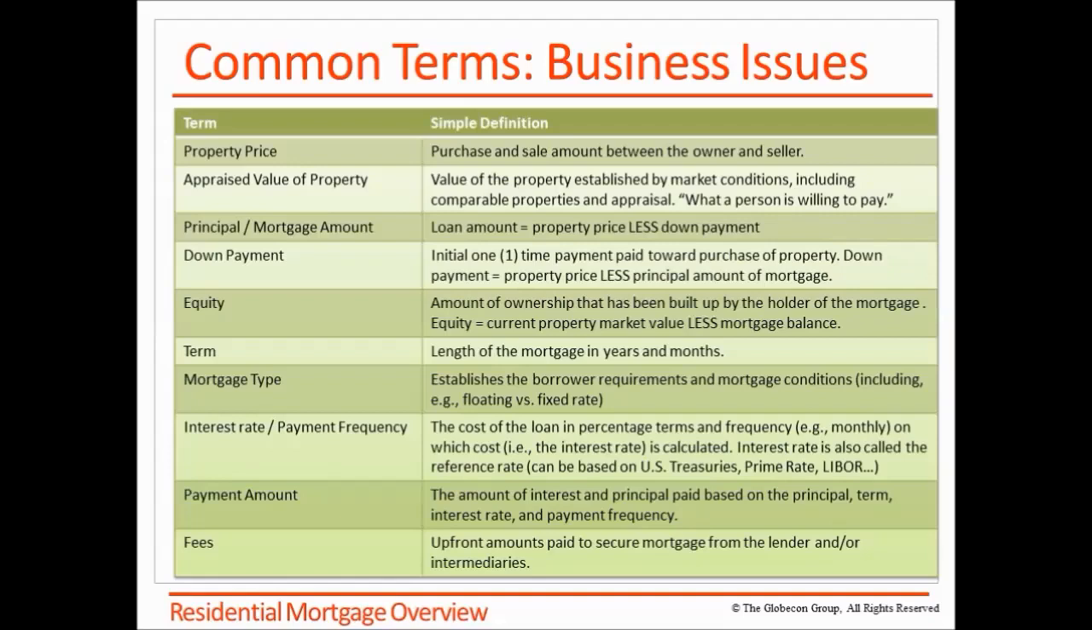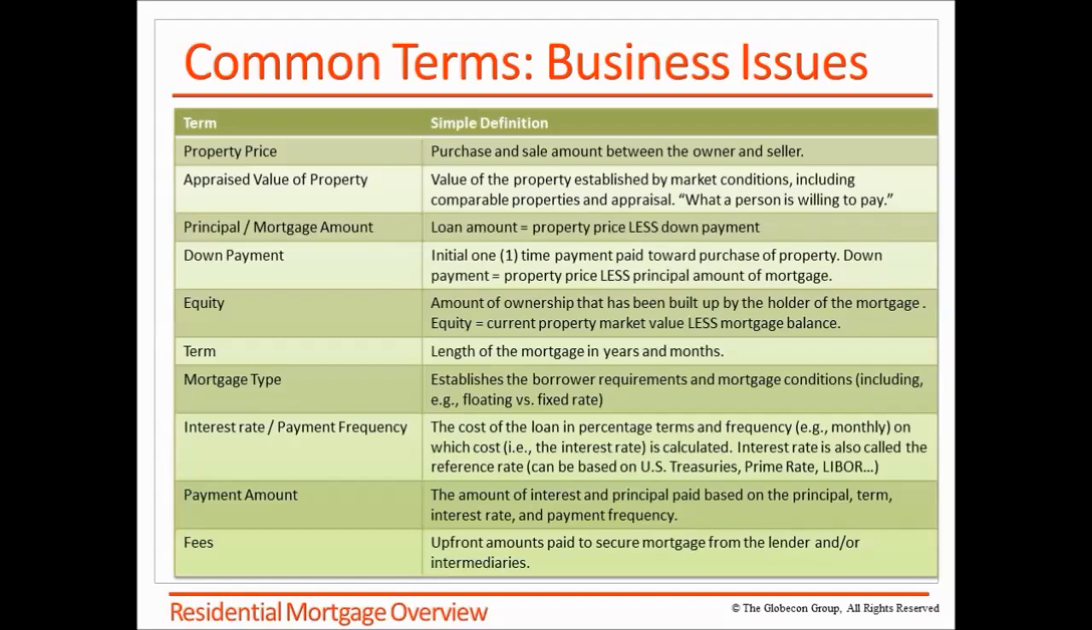Then you have the appraised value of the property. This is the value of the property established by market conditions, including comparable properties and appraisals. So for instance, if you purchase a property for $200,000 and it comes back with an appraisal of $190,000, then the appraised value would be $190,000. And there are some implications of that which we're going to talk about a lot in future modules.